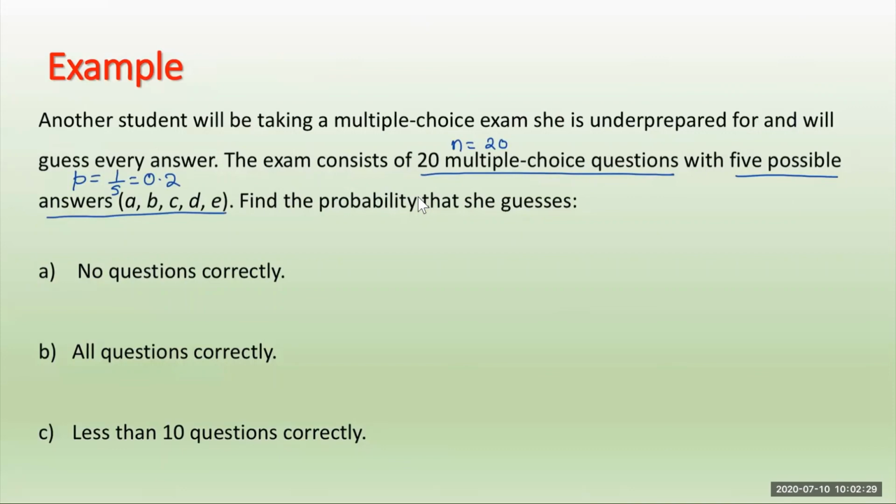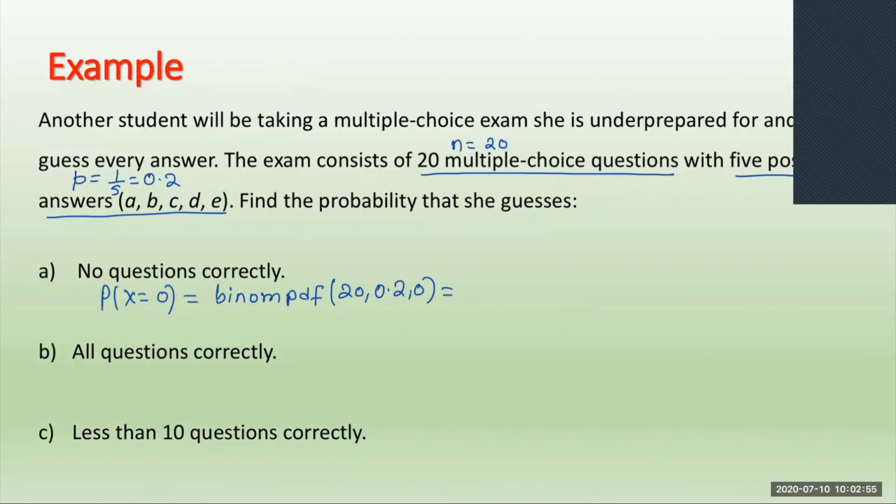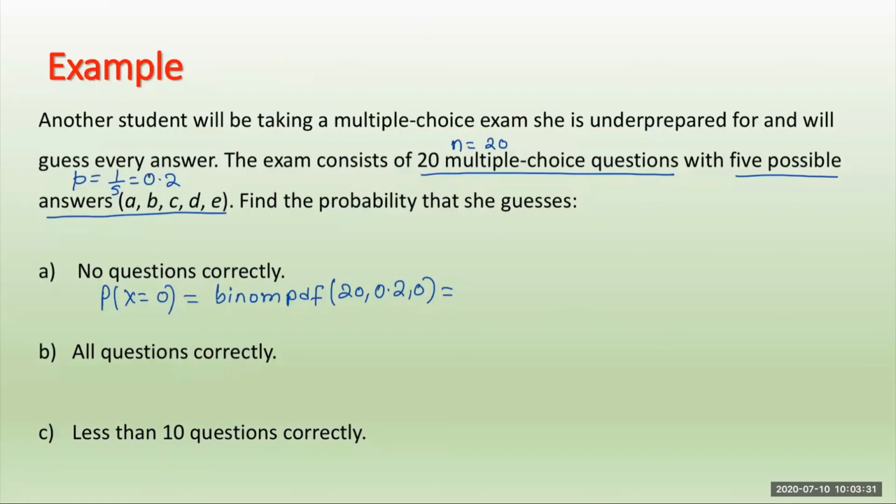The first one is no questions correctly. That is the probability that X is exactly equal to 0. You know from the previous example, when you're calculating the probability like this, it will be binomial PDF. Number of trials is 20, probability is 0.2, and the value of X is 0. Now please type this in your calculator. So it is 0.0115. Very good. So that is the first one, A.